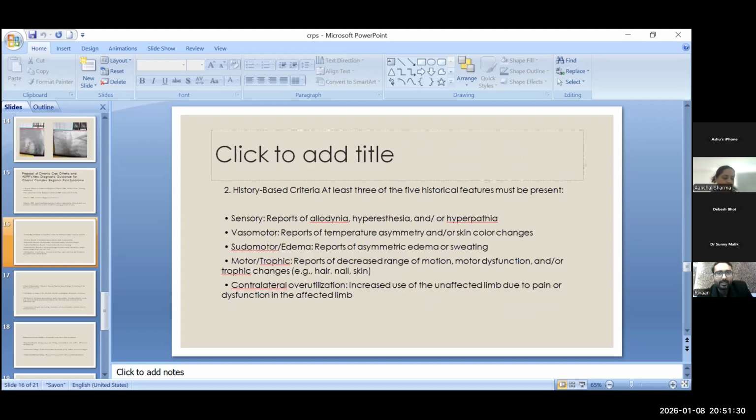History-based criteria, at least 3 of the 5 historical features must be present. Sensory, reports of allodynia, hyperesthesia or hyperpathia. Vasomotor, reports of temperature asymmetry and or skin color changes. Pseudomotor edema, reports of asymmetric edema or sweating. Motor trophic, reports of decreased range of motion, motor dysfunction and or trophic changes, for example in hair, nail and skin. Contralateral overutilization, increased use of the unaffected limb due to pain or dysfunction in the affected limb. So at least 3 out of these 5 are needed.